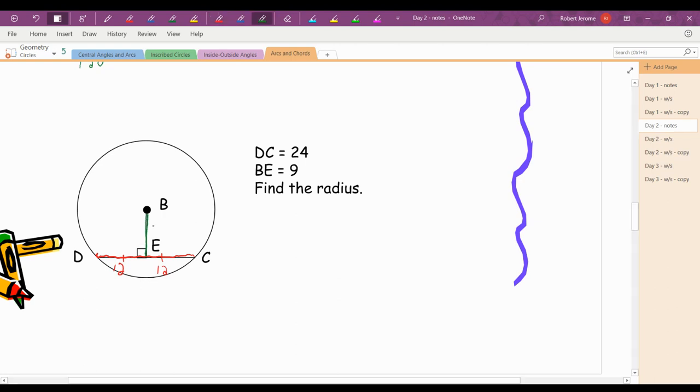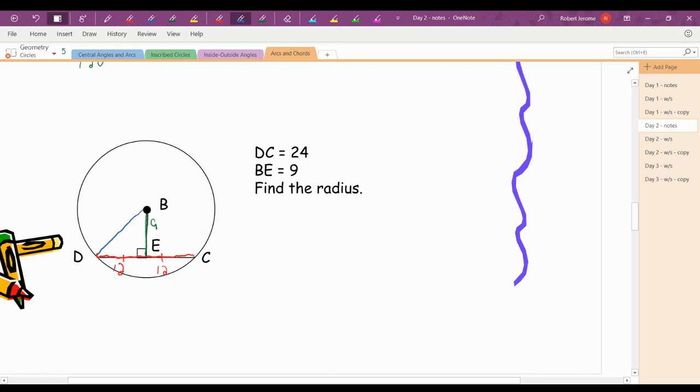BE, we were told, is 9. And now we're asked to find the radius. So the one thing I want to do first is draw the radius. I want to be able to see it. So I could draw that radius wherever I want. But that radius that I just drew, it really didn't help. So let's draw the radius in a place where it actually helps and it closes off the right triangle.